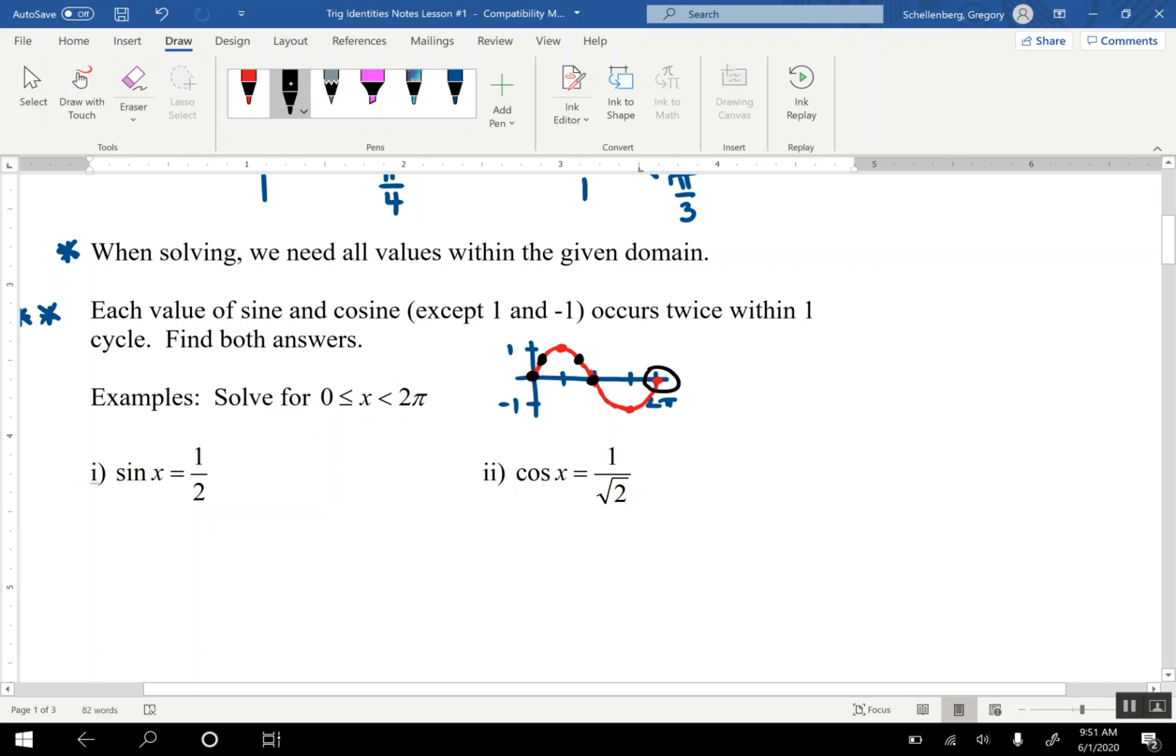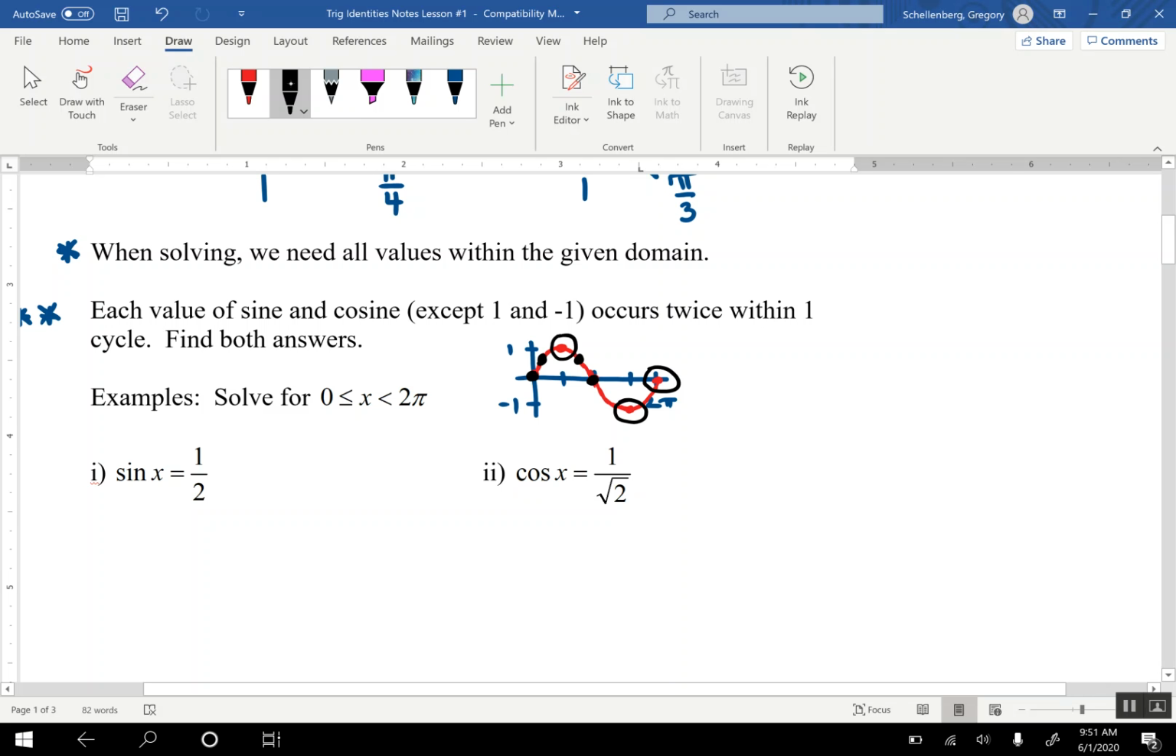Okay, now the exceptions, of course, are 1 and -1. Okay, so the sine of x is equal to 1 just the one time. It's right there at pi over 2. And the sine of x is equal to -1 only one time, and that's at 3 pi over 2. Okay, but every other value between -1 and 1 occurs twice.